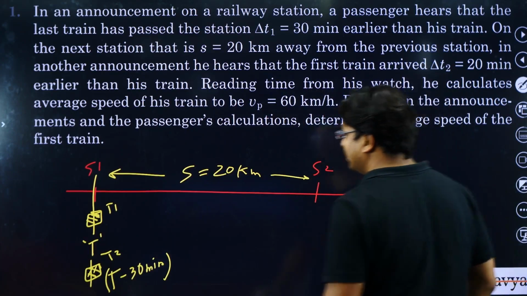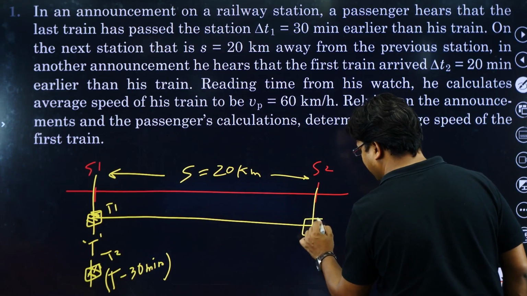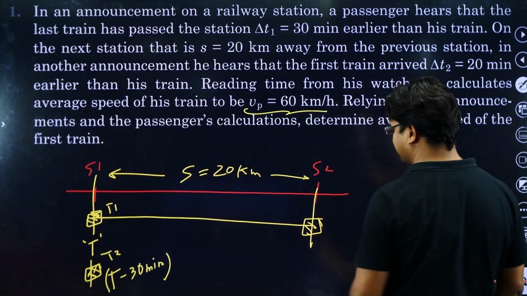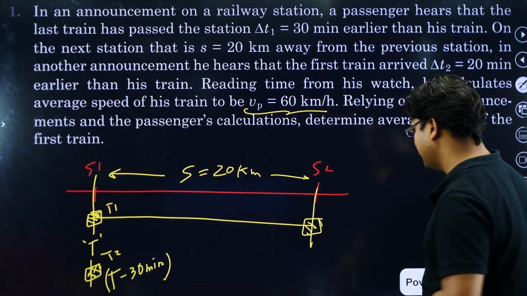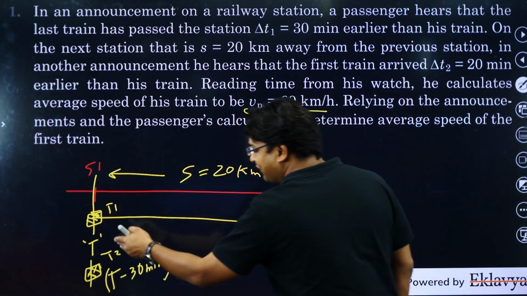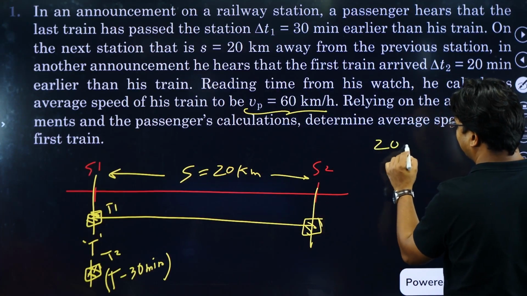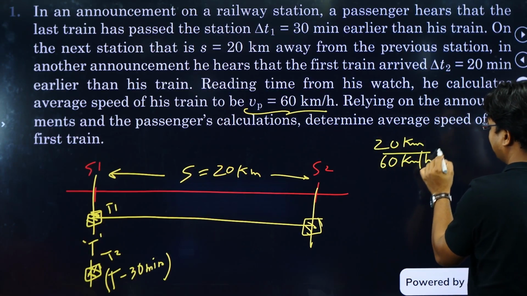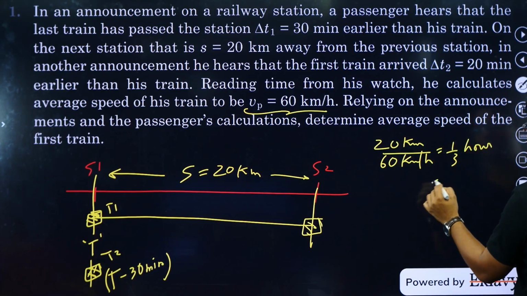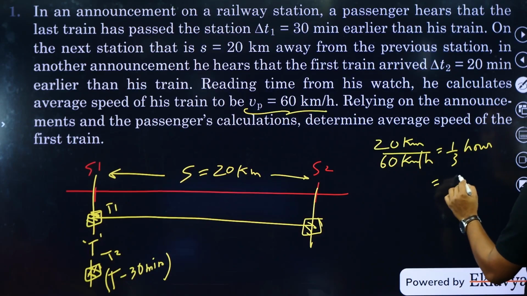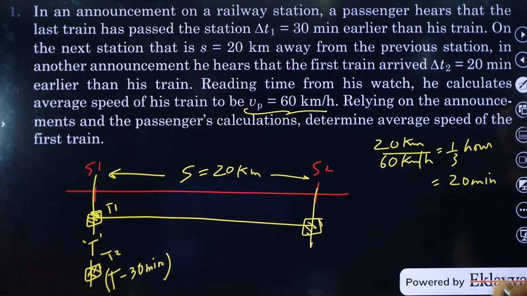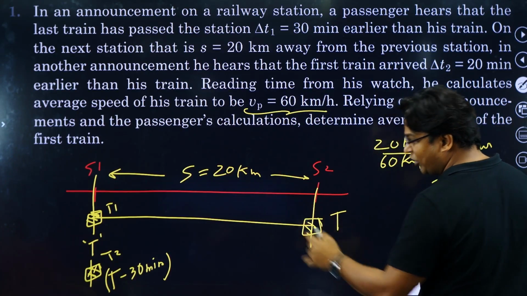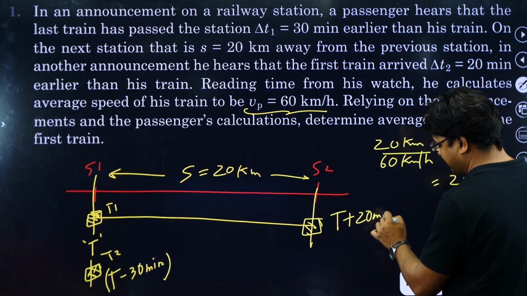Now T1 reached here at some time, and the question says that the average speed of this train was 60 kilometers per hour and it was 20 kilometers away. So how much time would train 1 have taken to travel from here to here? Train 1 would have taken a time of 20 kilometers divided by its average speed, which is 60 kilometers per hour. So it must have taken 1/3 hours, or in minutes it would be 20 minutes, right? 1/3 hour, that's 20 minutes. So train 1 would be here when the watch shows the time of t plus 20 minutes.